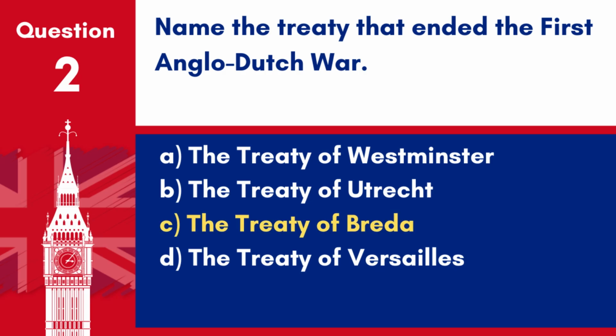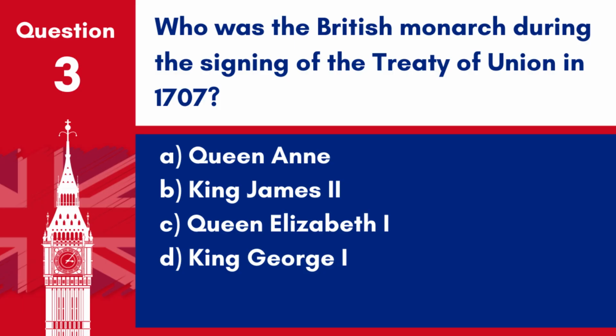Answer C. The Treaty of Breda. The Treaty of Breda in 1667 ended the First Anglo-Dutch War, bringing peace between the English and the Dutch and allowing for territorial exchanges.